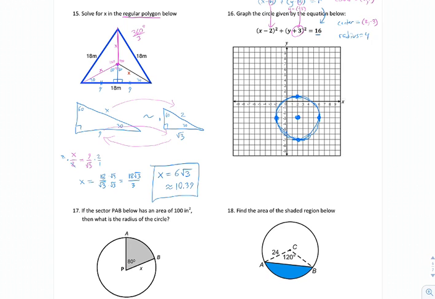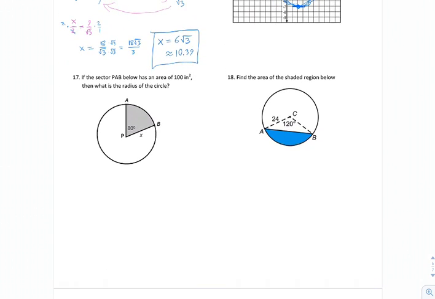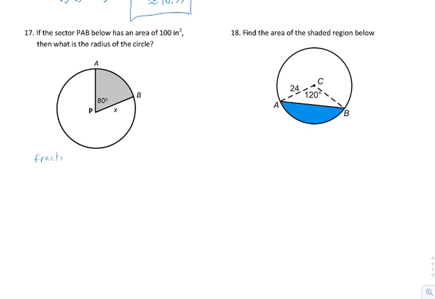Okay. So if the area of sector PAB below has an area of 100, then what is the radius of the circle? Well, I know the fraction. The big idea here is the fraction of degrees out of 360, so 80 out of 360, that's the same as the fraction of the areas.